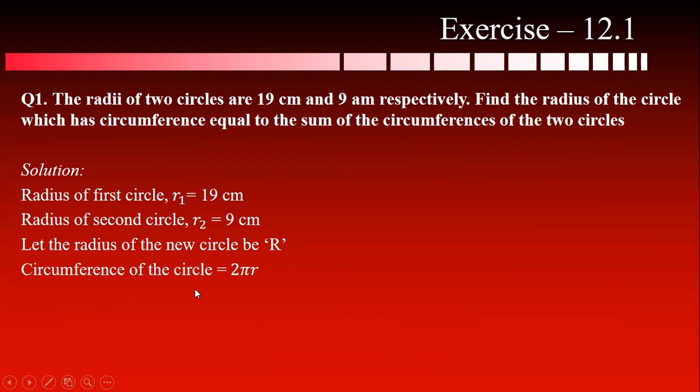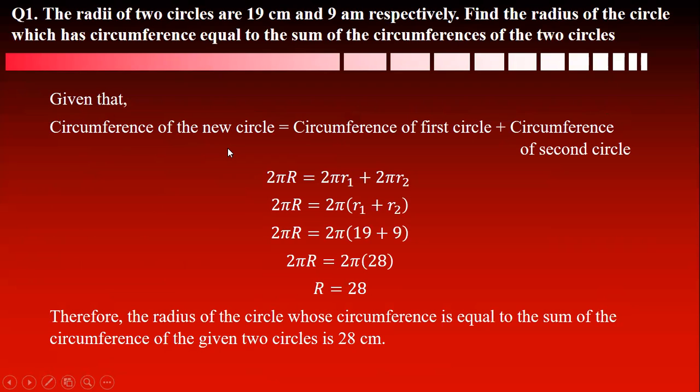So for the new circle which is formed by sum of these two circumference, let the radius be capital R. So circumference of the circle, we know the formula is 2 pi r. Now, circumference of the new circle is circumference of first circle plus circumference of the second circle. So, 2 pi capital R will be equal to 2 pi R1 plus 2 pi R2. We'll take 2 pi common out, R1 plus R2, which is 19 plus 9, so 28. 2 pi will get cancelled. There is no need to substitute for pi over here. So, R is 28. Therefore, radius of the circle whose circumference is equal to the sum of the circumference of the given two circles is 28 centimeter.